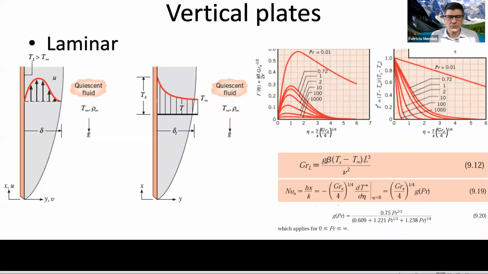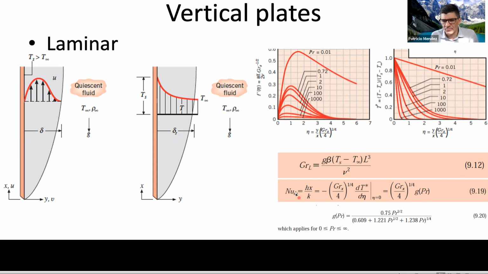We go back to what we discussed on Monday, and we would have, in these vertical plates such as the window, a boundary layer that forms. In this case, it's a hot plate, and the boundary layer goes up. If the plate was colder than the fluid, the boundary layer would be the opposite, with the flow coming down.